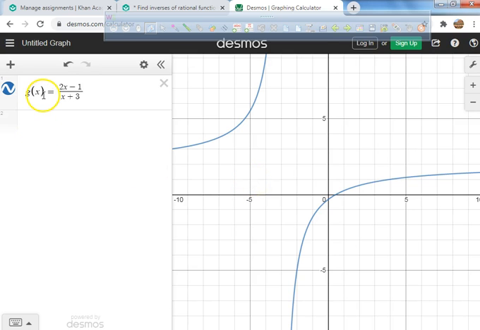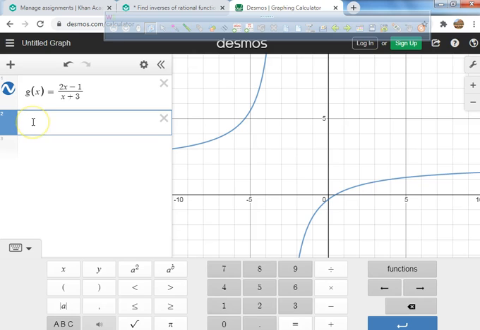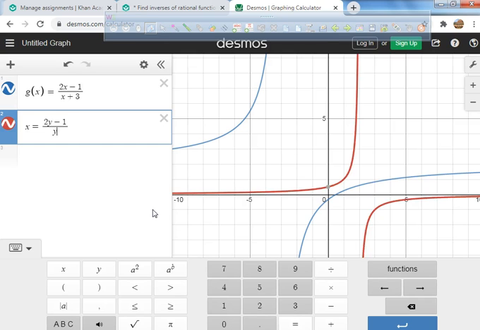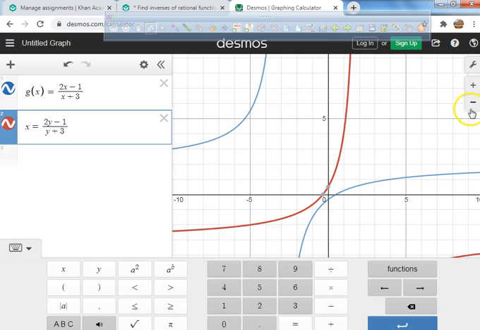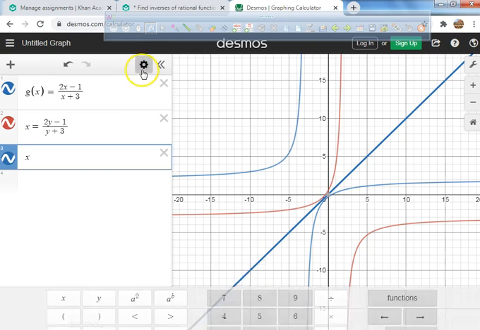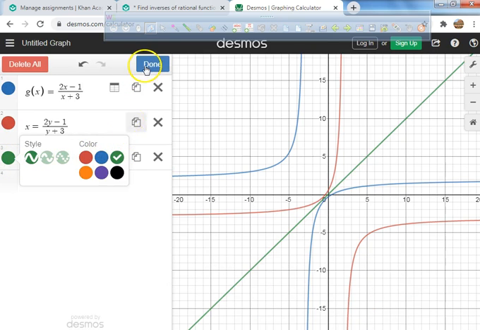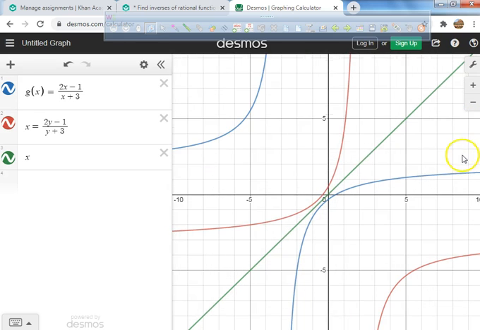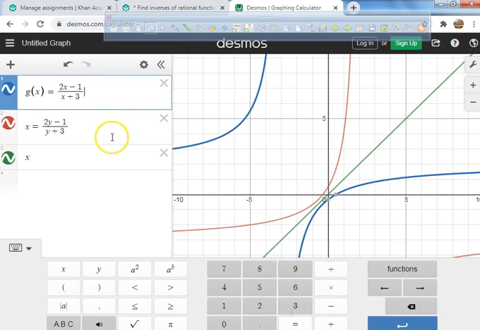Now, understand, this is y equals. If I wanted to see what the inverse looked like, I would say x equals, and then type in 2y minus 1 over y plus 3. If we zoom out a little bit, you can see that these reflect across the line y equals x. I'll hit home. There we go. Hopefully you can see there's a reflection of the blue and the red across y equals x. So these are inverses of each other.